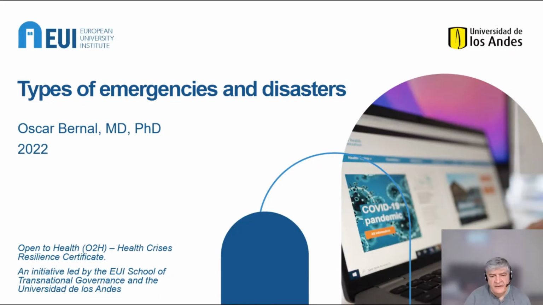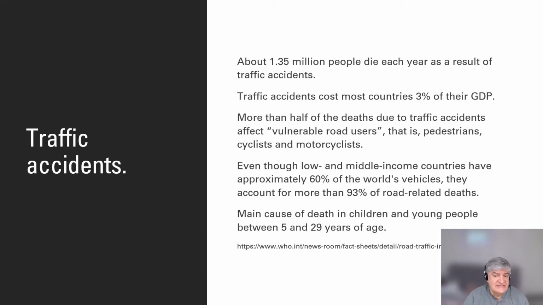Good morning. In this module, we will focus on types of emergencies and disasters. And we will start with traffic accidents. About 1.35 million people die each year as a result of traffic accidents, and that represents 3% of the GDP. And the most affected population are the pedestrians, cyclists, and motorcyclists.